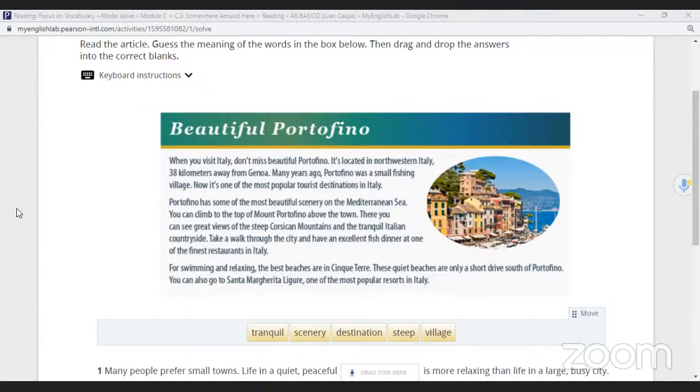That's about Italy, right? One place, beautiful Portofino. Portofino, right? I think it's the correct one. But what about Portofino?